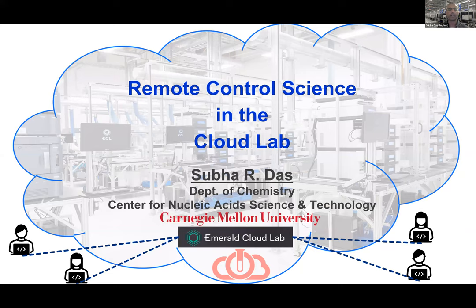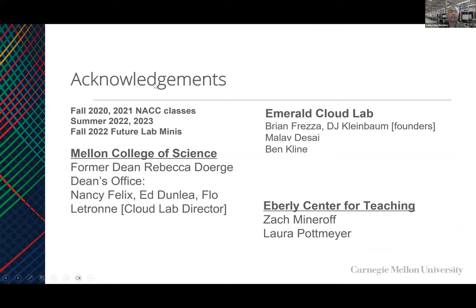I'm just gonna tell you a little bit about the remote control science via the cloud lab we've been using. I've used it a little bit for research. The idea is to use it a lot more for research, but initially it's been for teaching a few classes. Just by way of acknowledgements, I've been teaching a class to use the cloud lab since fall 2020, which worked out great in terms of the timing. I hadn't intended to teach it remote, but that's how it worked out.